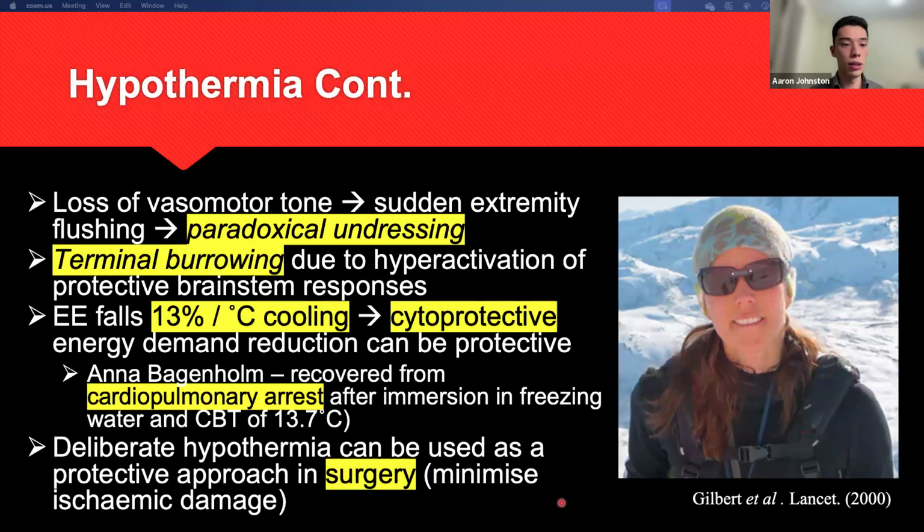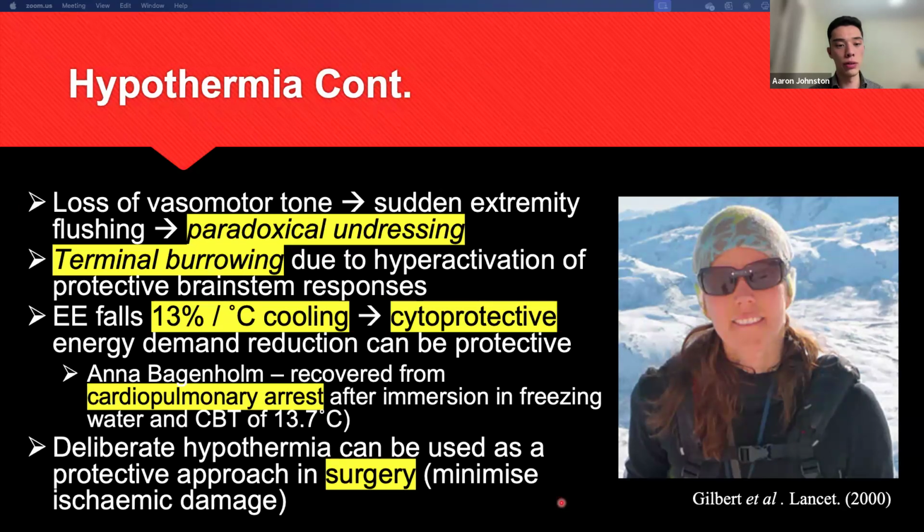Hypothermia continued then, so a loss of vasomotor tone and sudden extremity flushing can lead to paradoxical undressing. So this is basically you're removing clothes in the context of hypothermia, which obviously doesn't make any sense. Terminal burrowing then, so due to hyperactivation of protective, probably very primitive brainstem responses, people start sort of digging around for shelter. But hypothermia is not always bad news.